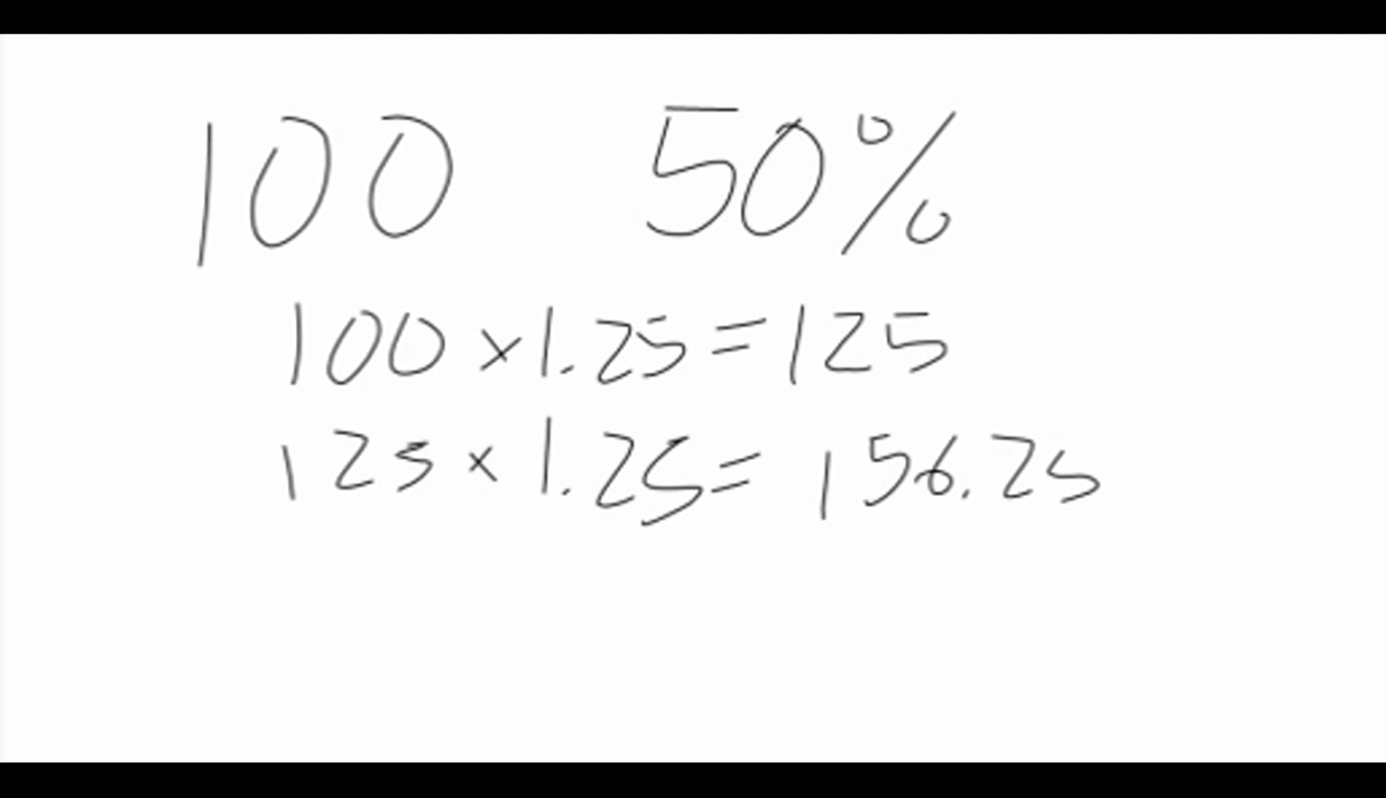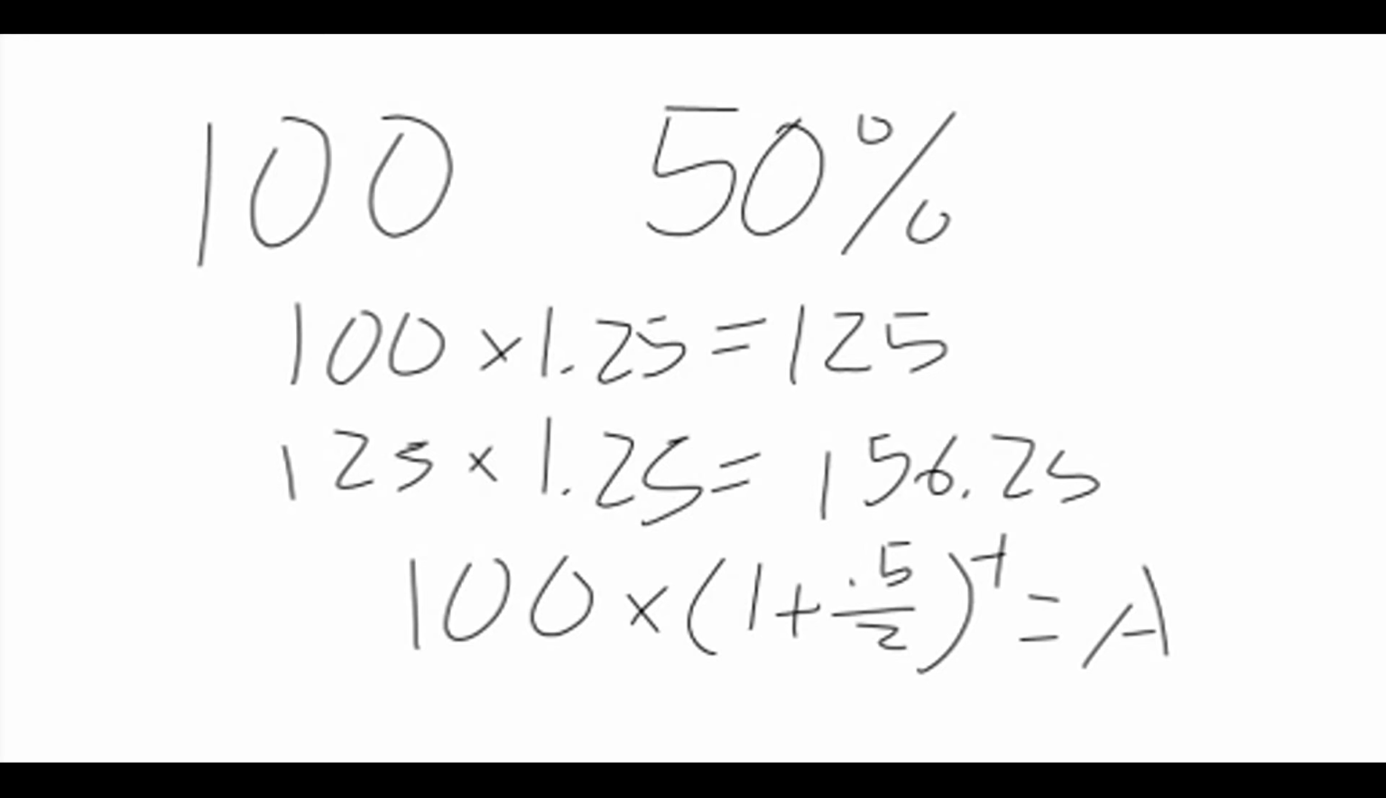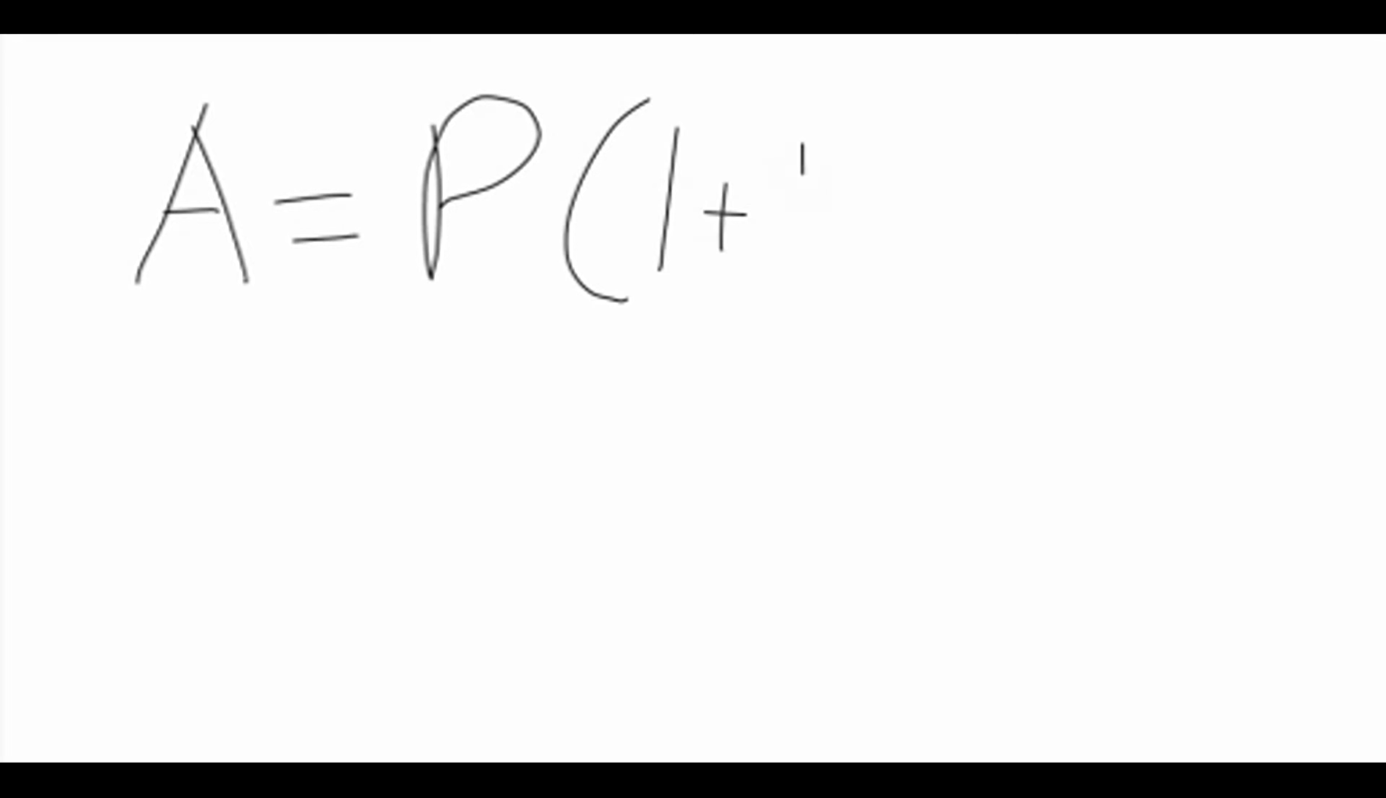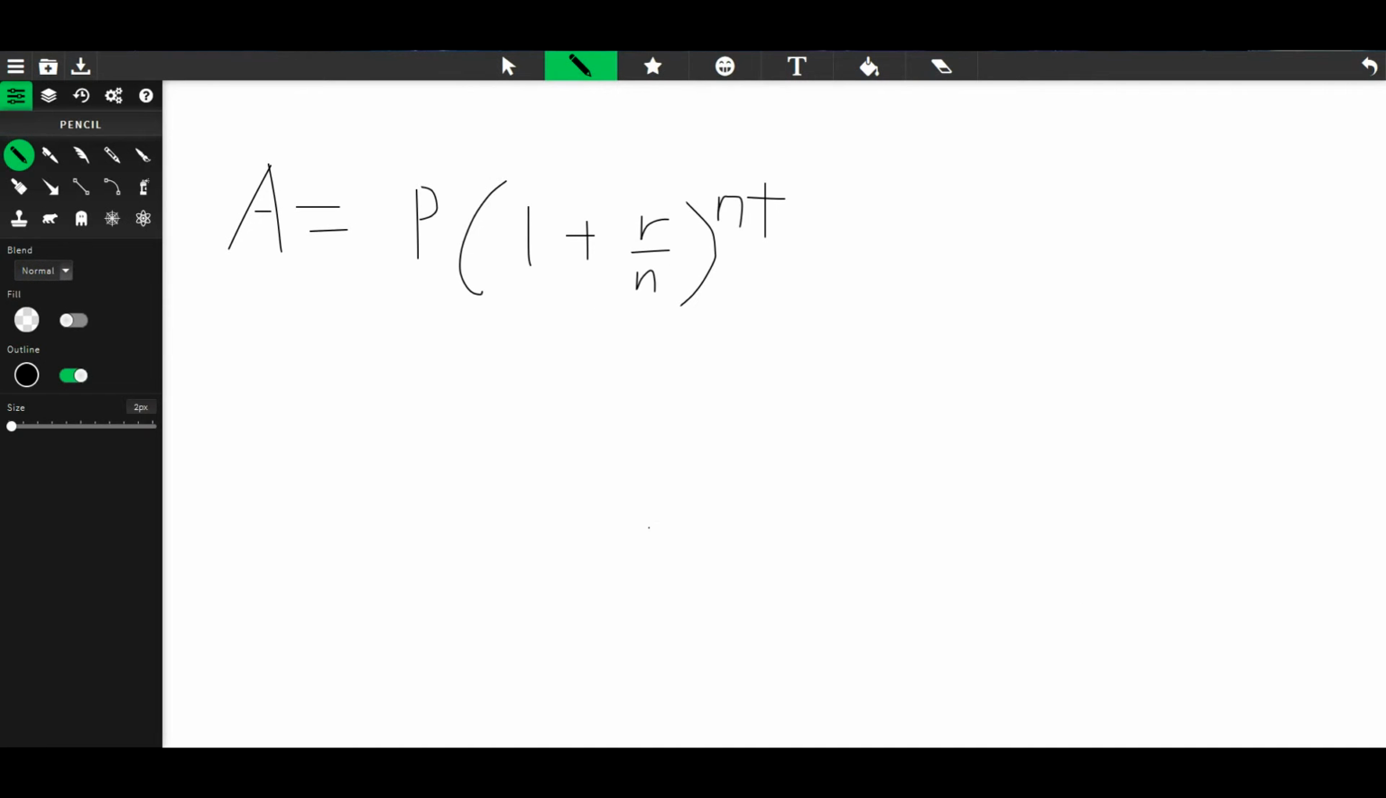So what's the more general form of this? You can see that it will be 100 times parentheses 1 plus 0.5 over 2, which is the interest rate, to the 2t, which is equal to the future amount A. Going even more general, you'll see that A is equal to P, the principal amount, which is the original, times (1 plus r over n) where r is the interest rate and n is the number of times you compound per year, to the nt. And that's it on compounding interest.